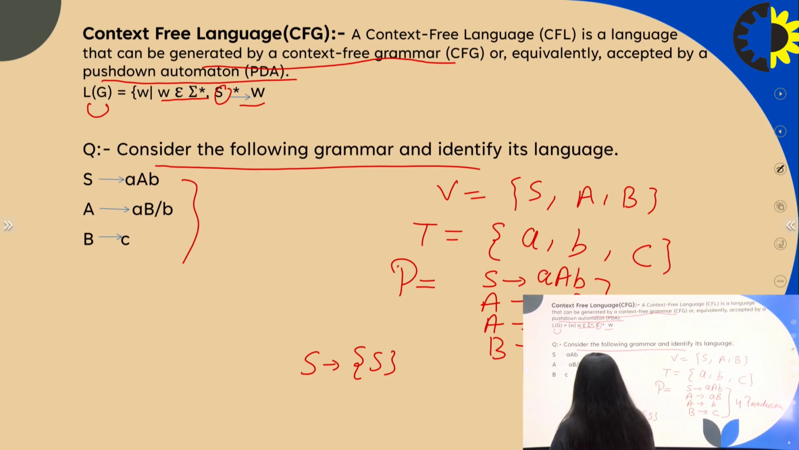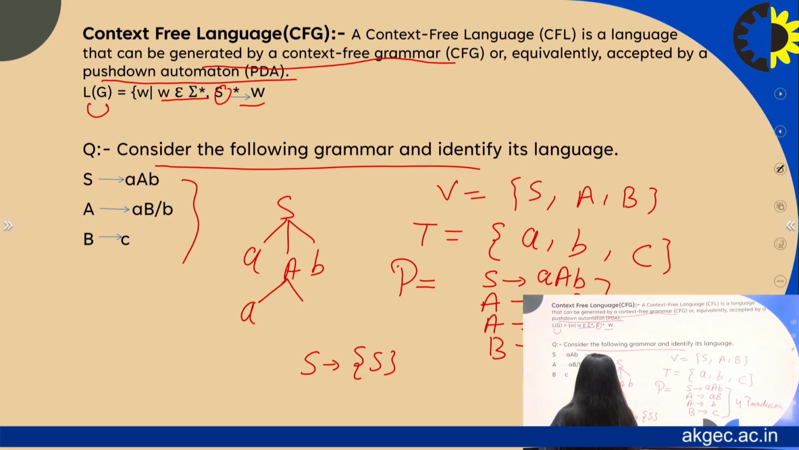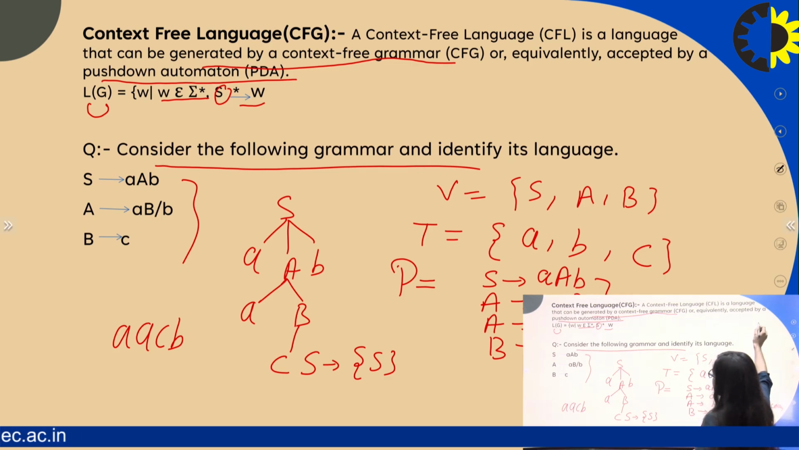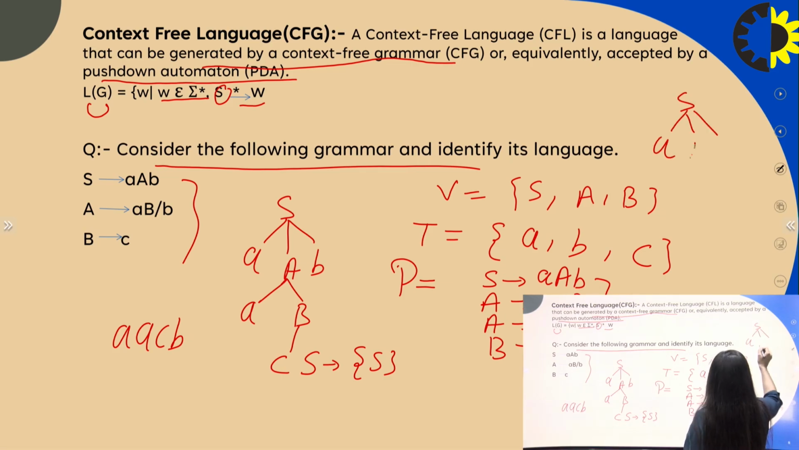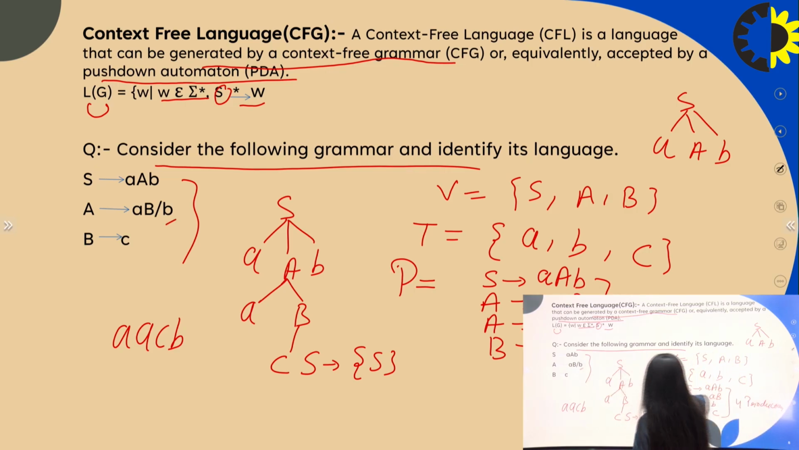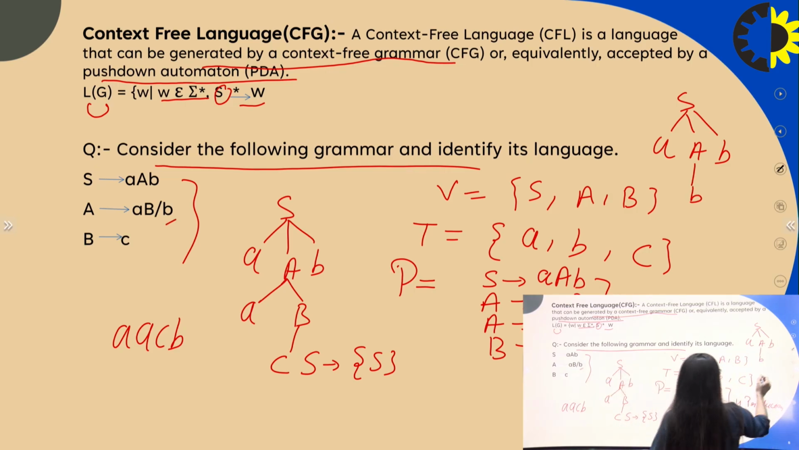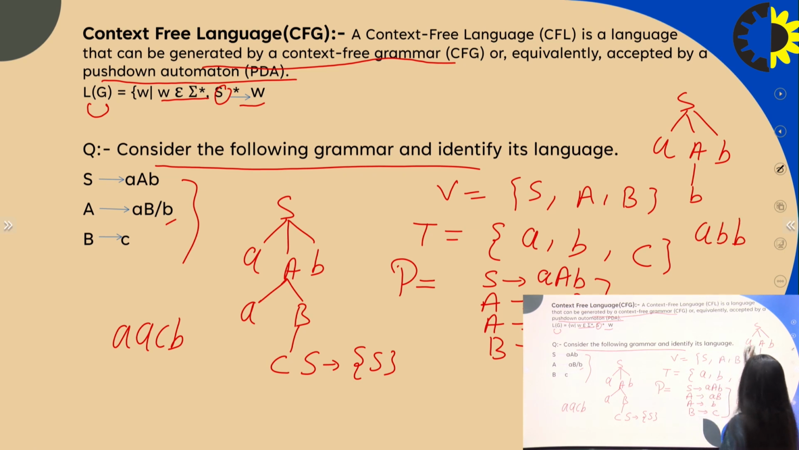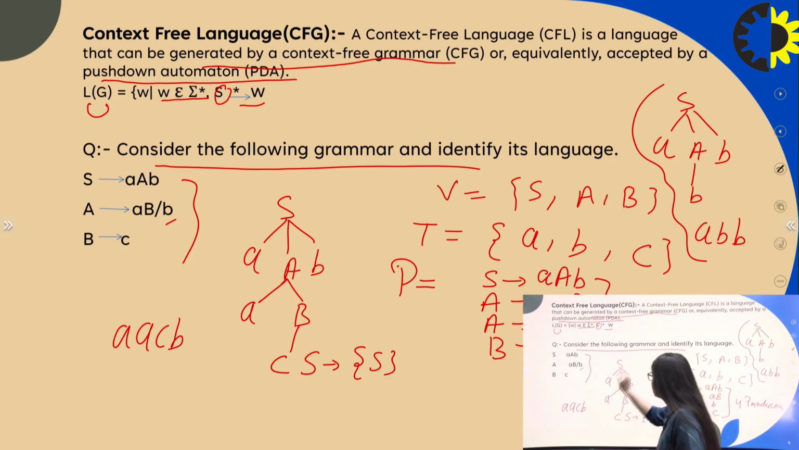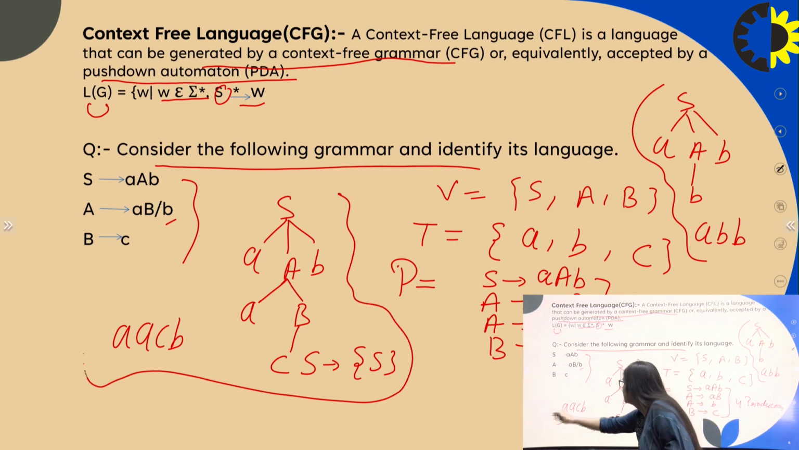What is the language generated by this grammar? S produces small a, capital B. A produces two productions. One time A, small a, B, and B produces c. So the language is a, c, b. And next is S, A, B. A's second production is B. So the language is a, b, b. This is the language for this grammar.